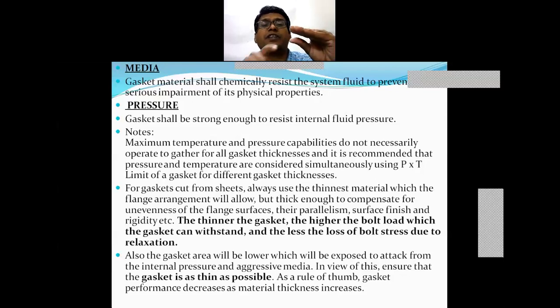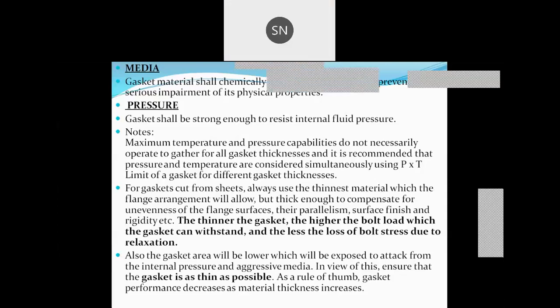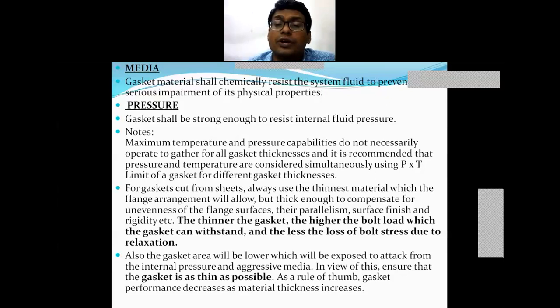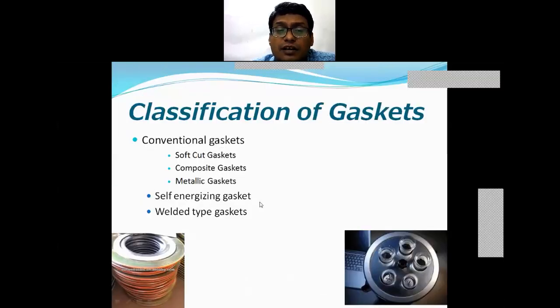So if it is in between the two flanges, I am putting the gasket here, and this is the exposed surface area for the fluid. This exposed surface area for the fluid should be the minimum one. That is why the gasket area will be lower, which will be exposed to attack from the internal pressure and the aggressive media. Also, in view of this, ensure that the gasket is as thin as possible. So you can see the different gaskets.